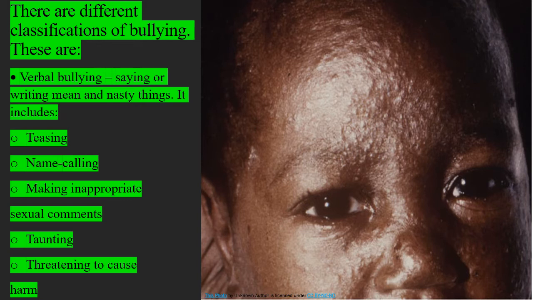There are different classifications of bullying. These are verbal bullying, saying or writing mean and nasty things. It includes teasing, name-calling, making inappropriate sexual comments, taunting, threatening to cause harm.